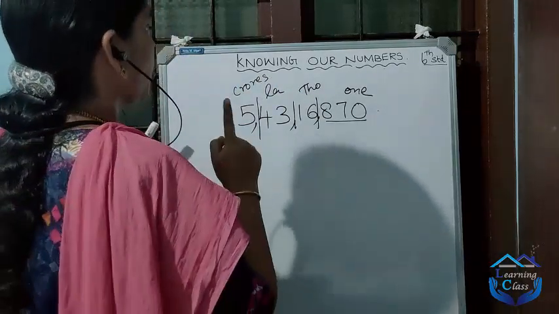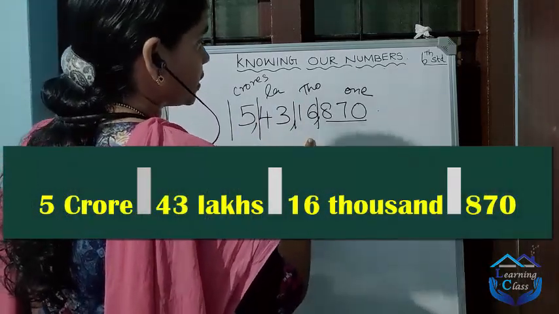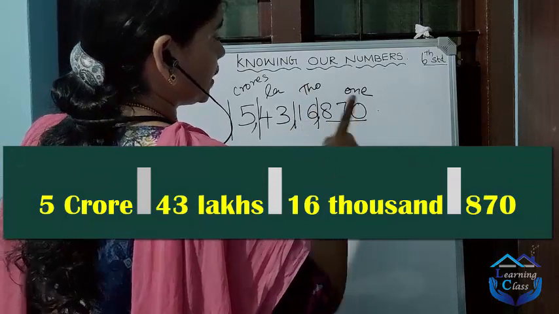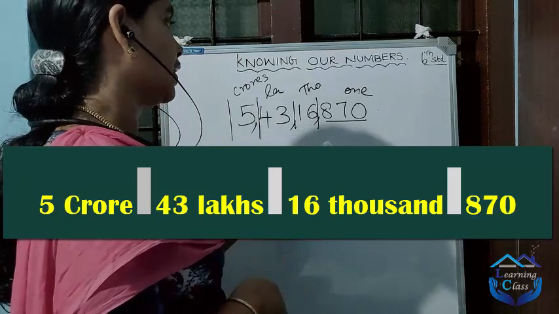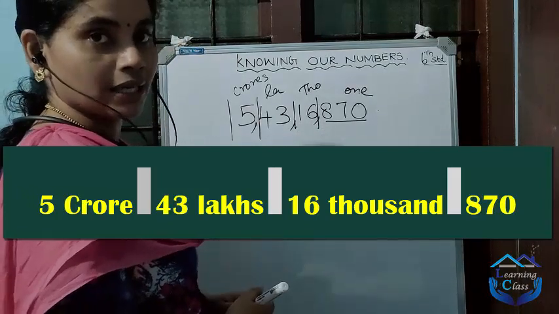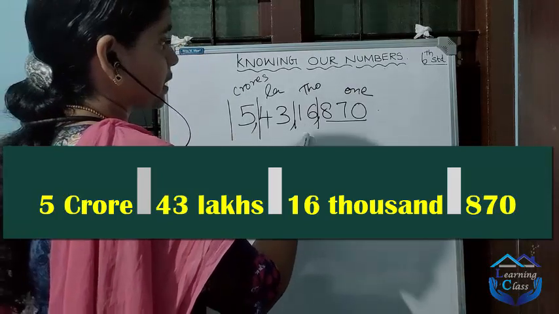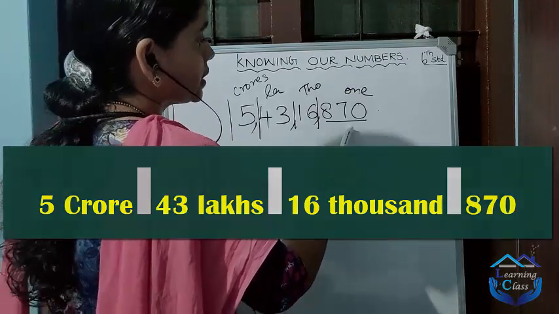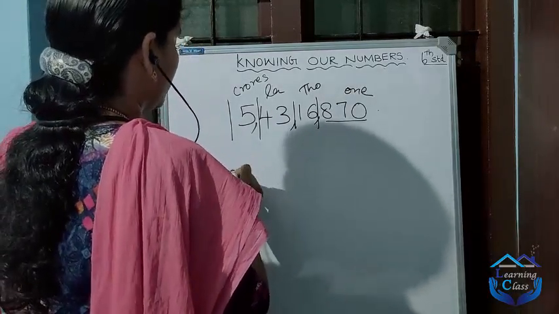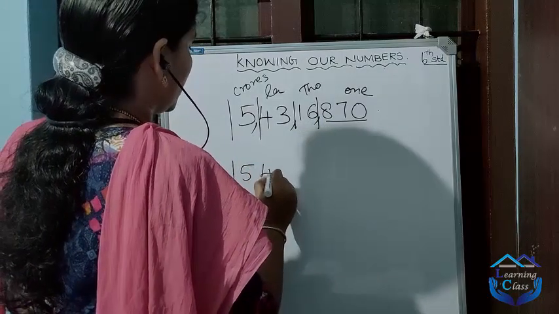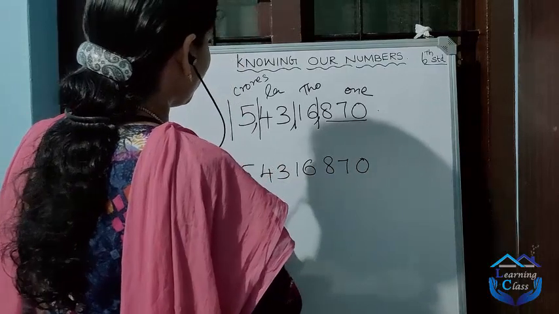How can we read? 5 crores, 43 lakhs, 16,870. Clear? After arranging these like this, we can read it easily. Next, we are going to arrange these numbers in the international system of numeration.